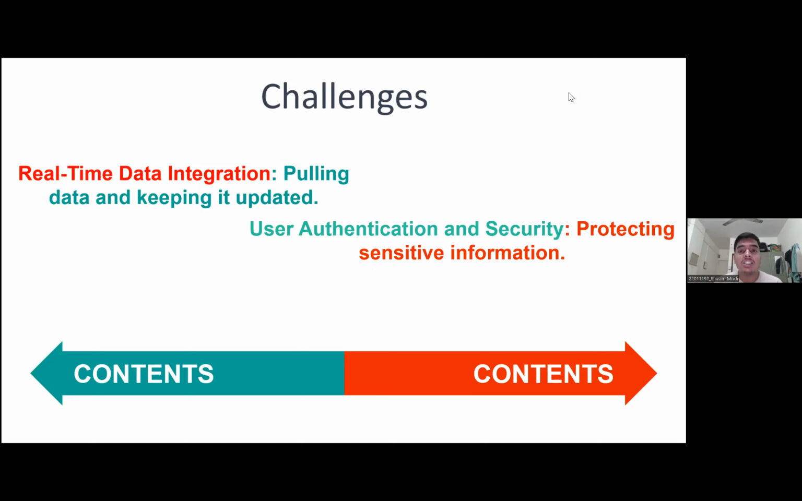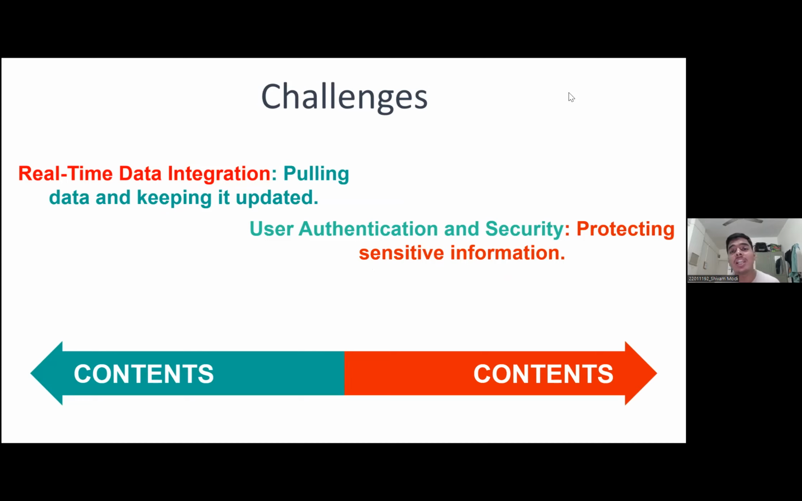So coming to the challenges, as we know, the stock market is a very challenging place, because in it every second the price of every stock changes. So pulling that data and updating that data in microseconds will be a very difficult task for us.